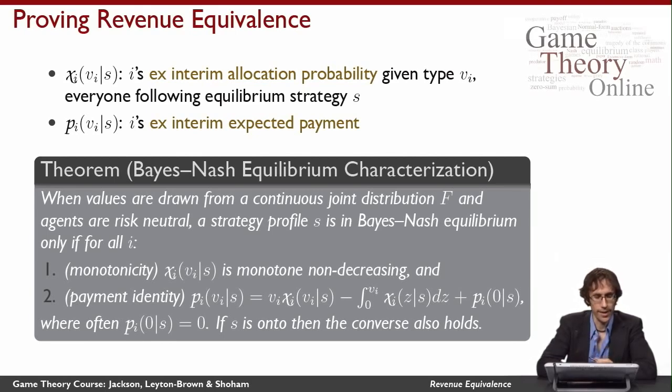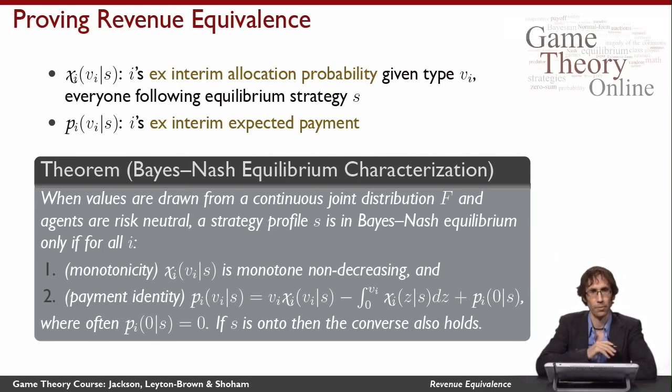And similarly, P sub I is going to be the expected payment that agent I has to make, again, under the assumption that everyone is following the equilibrium strategy profile S and that agent I has type VI. So here's a stronger theorem than the revenue equivalence theorem, but it should be easy to see that this implies the revenue equivalence theorem directly. So once we have this theorem, we just basically get the revenue equivalence theorem for free.